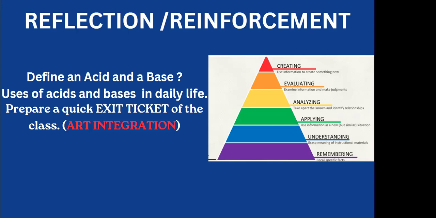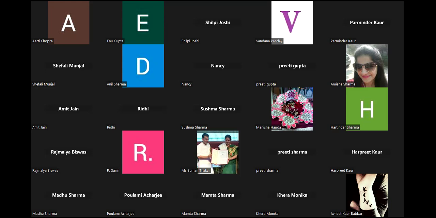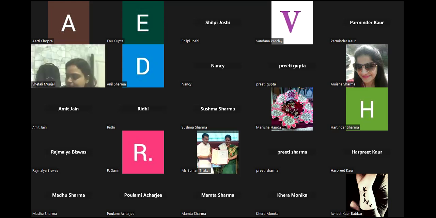What is an exit ticket? An exit ticket is basically a small slip on which they can write what they have understood in the class. Let me show you some exit tickets that my students have prepared on this topic. In every class, it usually takes 5 minutes at the end that they just write what they have understood. It can be wrong, it can be right, it can be anything they have understood. Let me show you a few exit tickets.